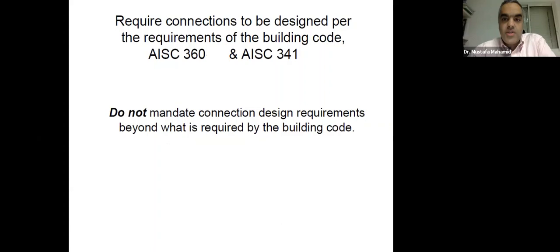Require connections to be designed per the requirements of the building code, AISC 360, if for gravity connections or for connections for systems with a response modification factor R equal to 3 or less. And if you have a seismic steel system where R is greater than 3, like 3.25, 3.5 and more, you have to consider the AISC seismic provisions, AISC 341.